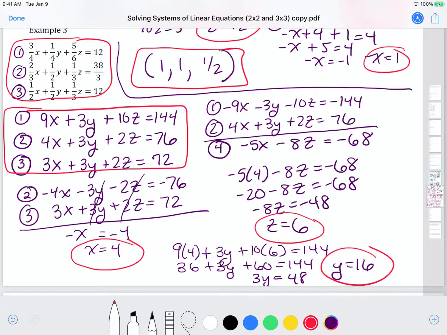So here are my 3 variables. If I write it as an ordered triple, I write my x first, then my y, then my z.